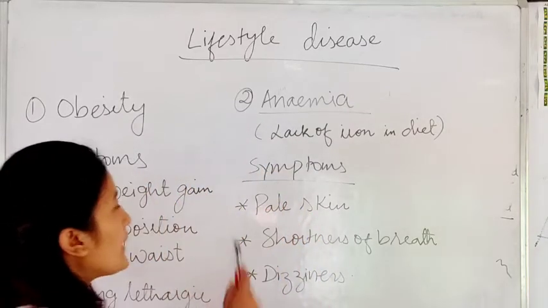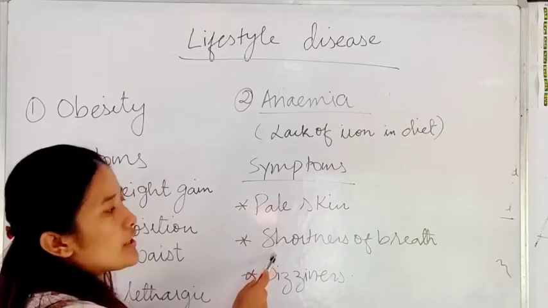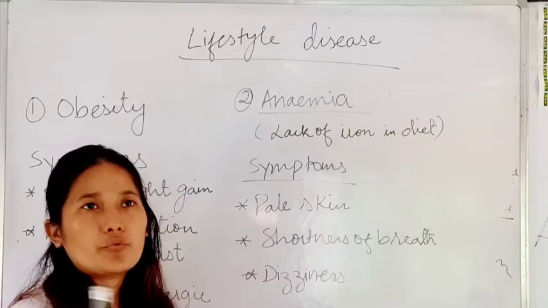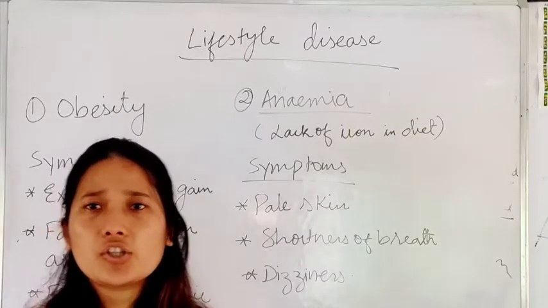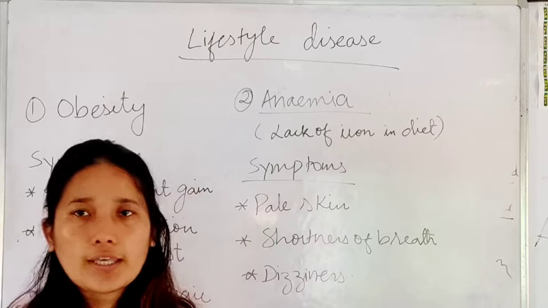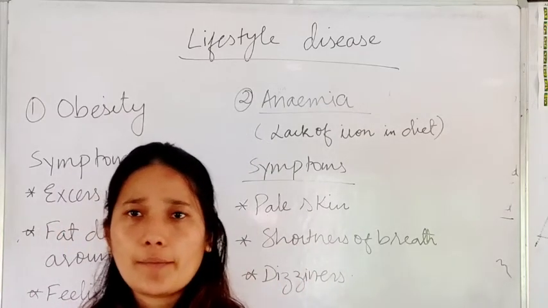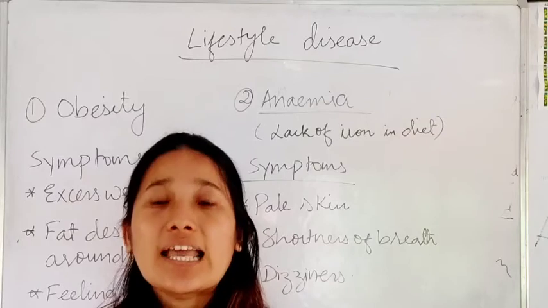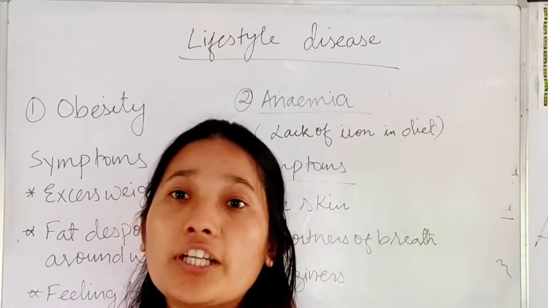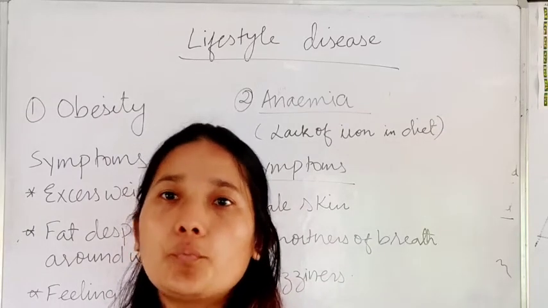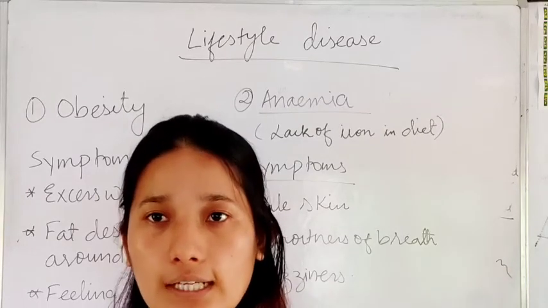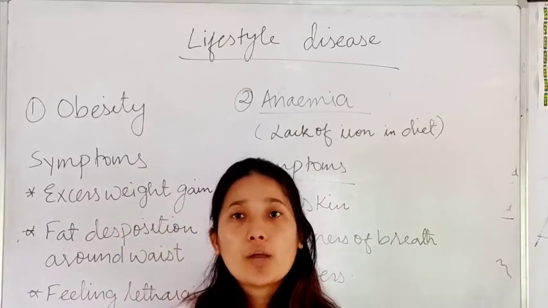So what are the symptoms of an anemic person? Pale skin, shortness of breath. That means that person finds it difficult to breathe if he walks for a short period of time. And dizziness. He cannot continuously walk for a long period of time. Even if he is not walking or doing anything, he feels a bit dizzy. So those are the symptoms. How do you correct it? Include green leafy vegetables in your diet, include beans in your diet. That way the iron intake can be increased. So that's all about anemia.